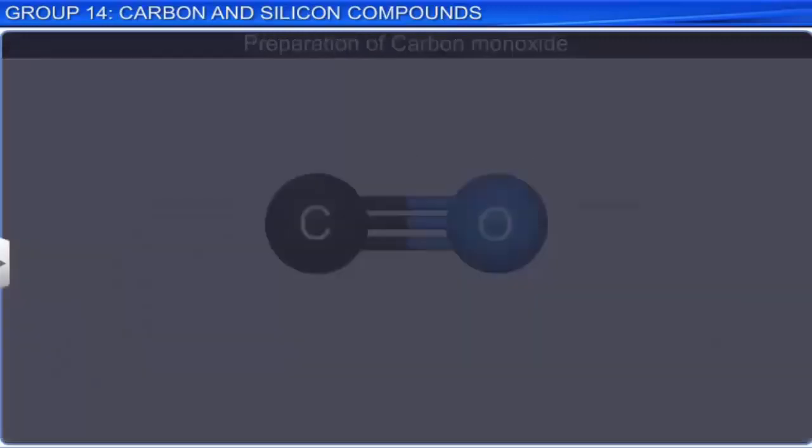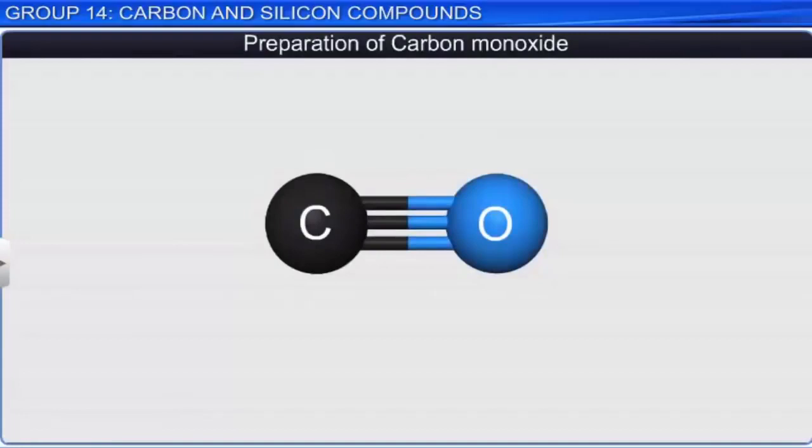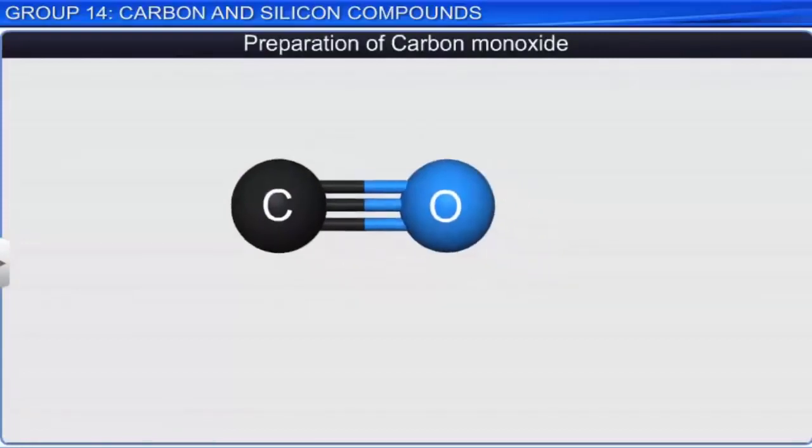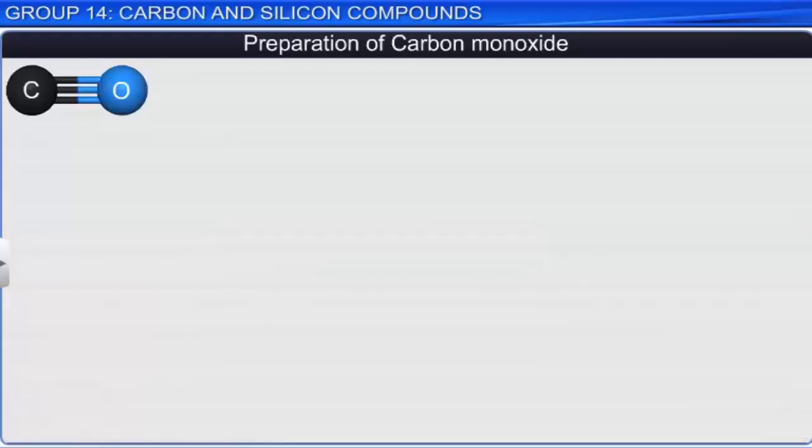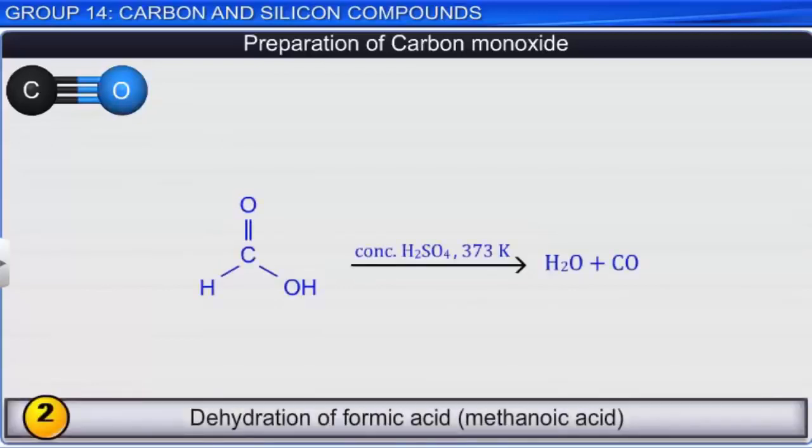There are several ways to prepare carbon monoxide. The first way is the direct oxidation of carbon in a limited supply of oxygen or air. The reaction shown here is an example of incomplete combustion. Another way to prepare carbon monoxide is the dehydration of formic acid, also known as methanoic acid, with concentrated sulfuric acid at 373 Kelvin.